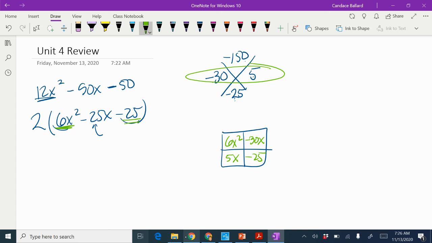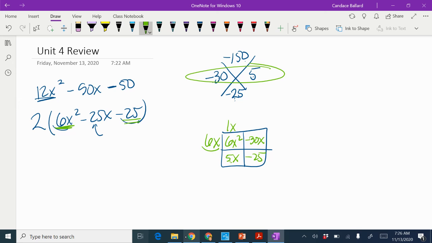Then I ask myself, what times what is 6? I noticed that I could do 2 times 3, but there's no way that's going to divide into 5, so I got to pick something else. So I'm going to choose 6 and 1. 6 is never going to divide into 5, so I am going to choose to put the 1 on the top and the 6 on the side.